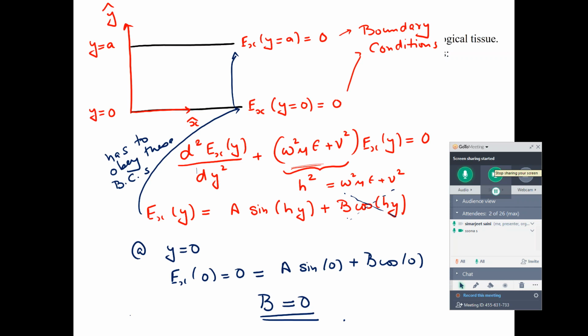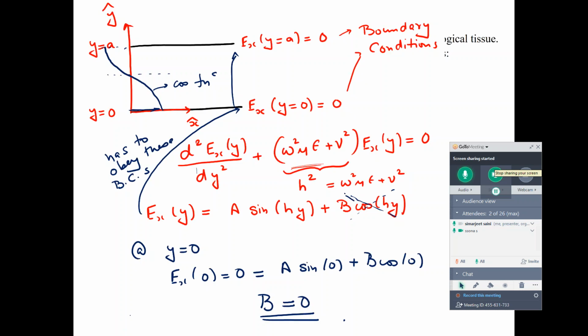And you can convince yourselves, because if this cos form existed, what would the cos function look like? The first order cos function would look something like that. And if the cos function exists, it's telling you that the electric field is existing at that boundary, that the electric field is not zero at the boundary. That makes no physical sense. And maths is telling you, yes, that makes no physical sense. This cos term cannot exist. The only term which can exist is a sine term.